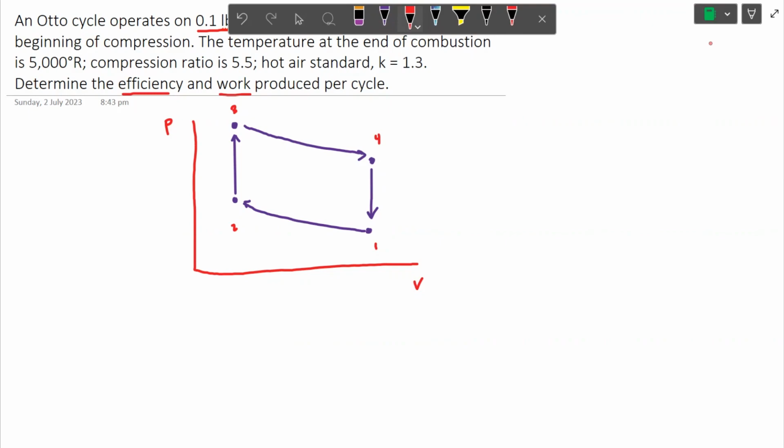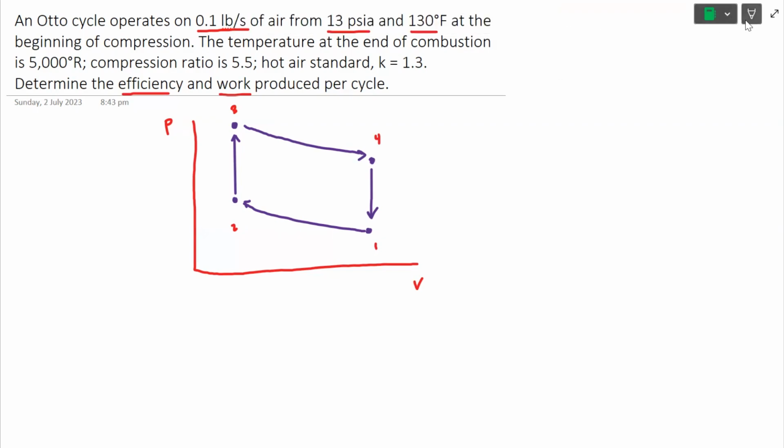Pwedeng hanapin dito yung heat reject, MEP or the mean effective pressure, pwede rin hanapin dito yung QR. Eh, marami kang pwedeng hanapin sa isang problem about combustion cycle. So, ang hinahanap lang natin dito ay yung efficiency niya and the work produced per cycle. So, work net. E and work net.